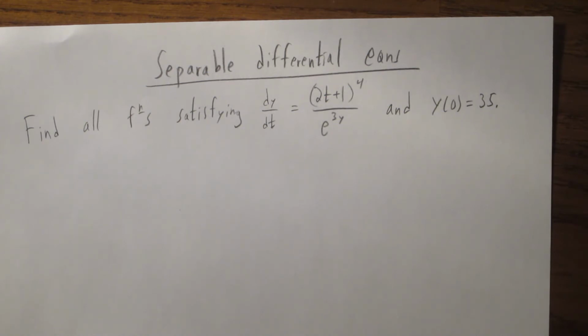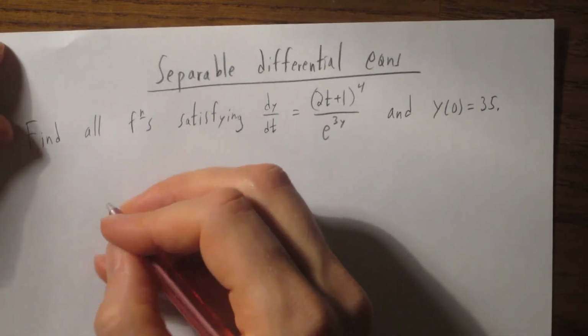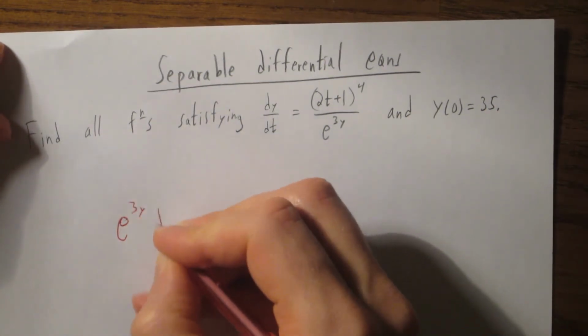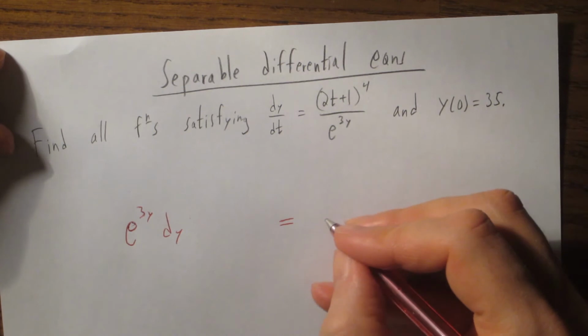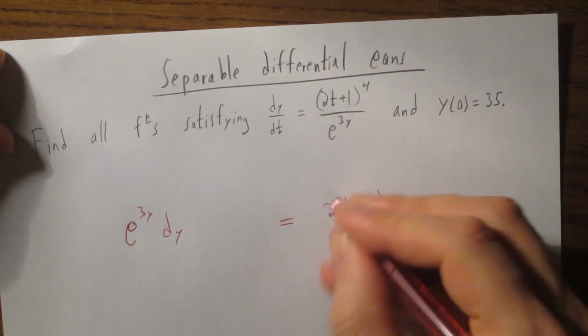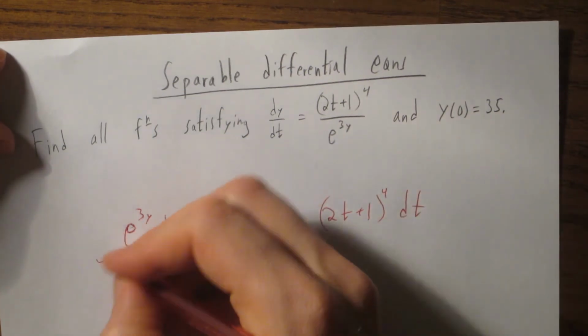Here's a typical example. Find all functions y satisfying that its derivative should be (2t plus 1) to the power 4 over e to the power 3y, and y of 0 is 35. First, you forget about the initial condition and focus only on the differential equation. First, you separate, so you collect all the y things on one side and the t things on the other side. Now you integrate.